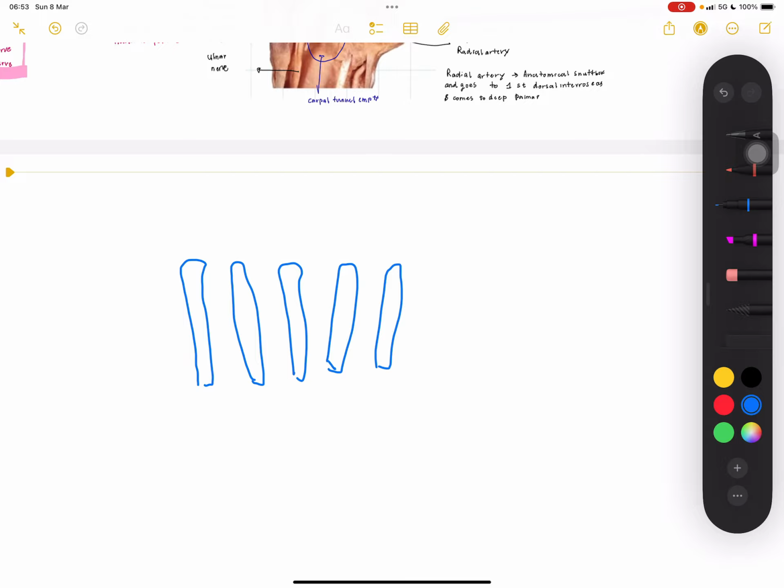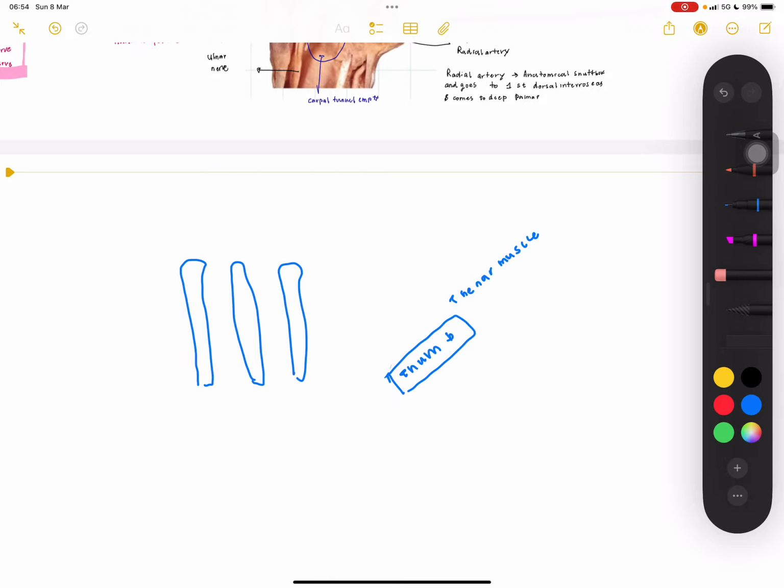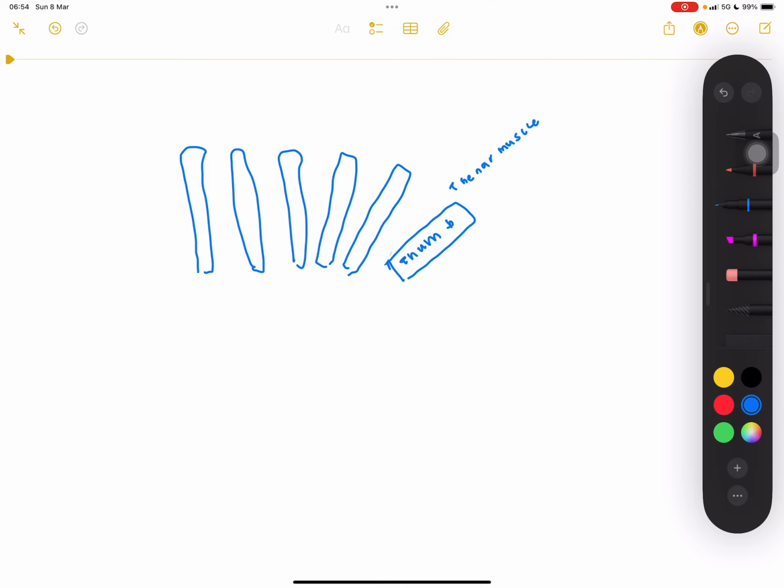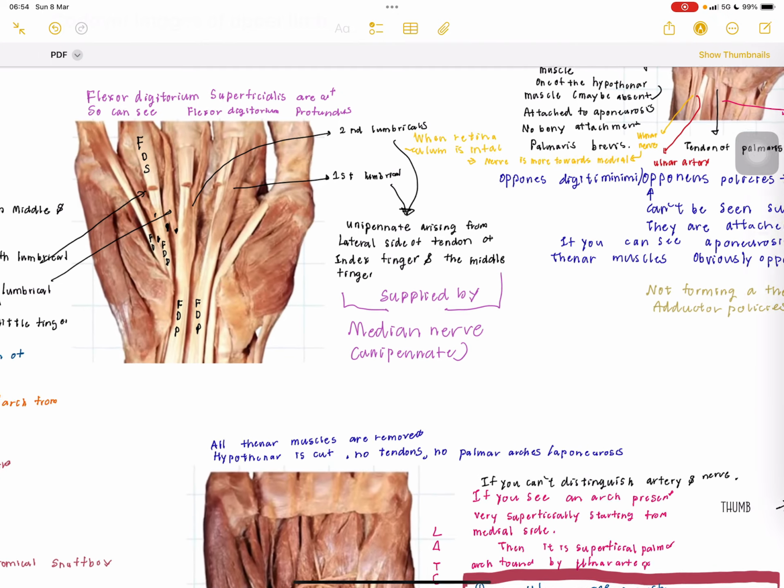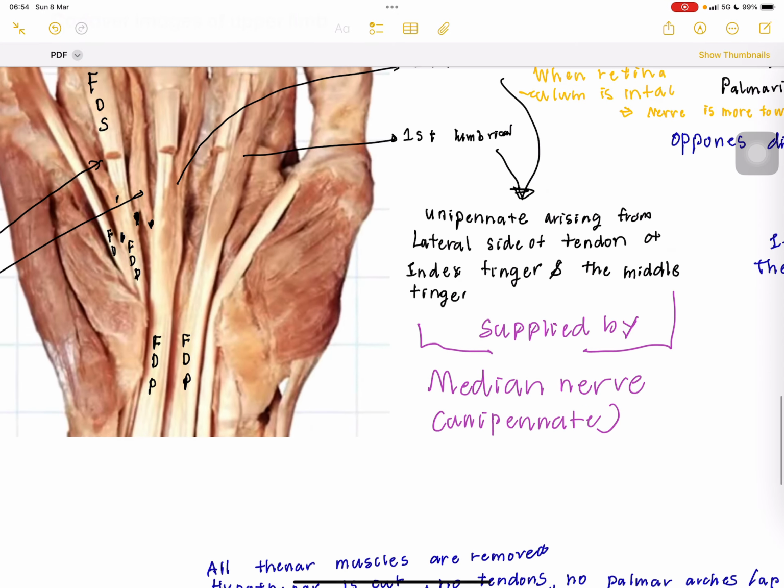And then we have the thumb on one side. So let's say this is the thumb. On the thumb side, we call these the thenar muscles. From the thumb side, we have muscles which we call pollicis. So let's see whether we can identify those muscles.